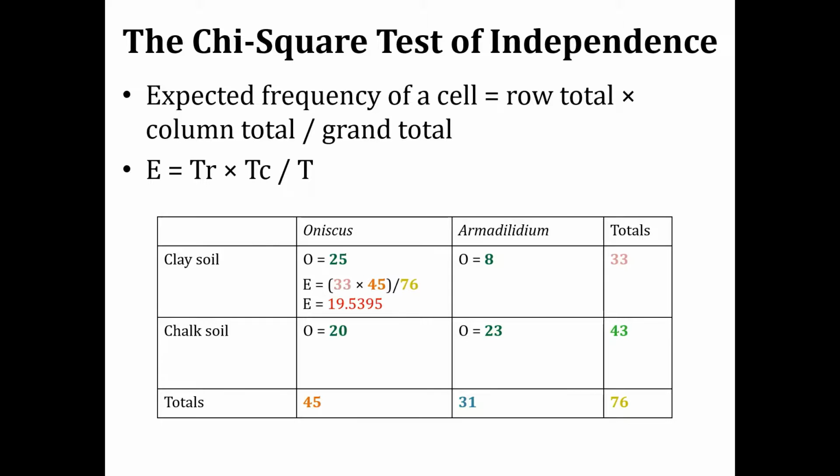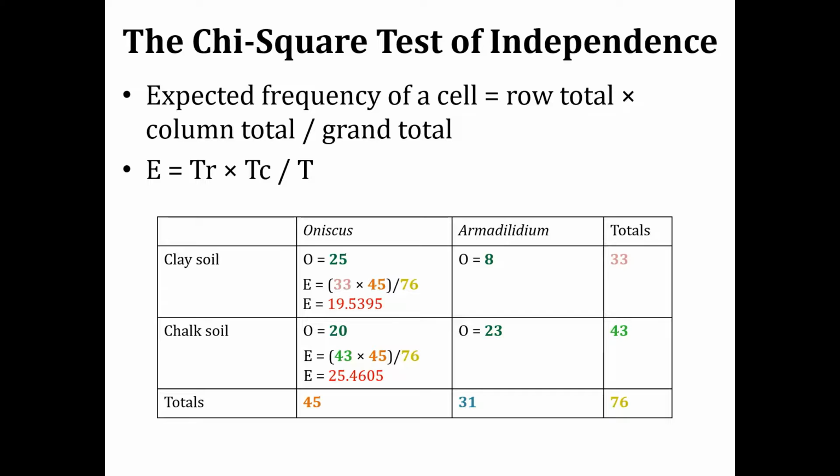Then we have our next cell, which is Oniscus in chalk soil. The observed frequency is 20, and the expected frequency is the row total, which is 43 in this case, multiplied by the column total, which is 45, and then divided by the grand total, which is 76. So this is the expected frequency we get for this cell.